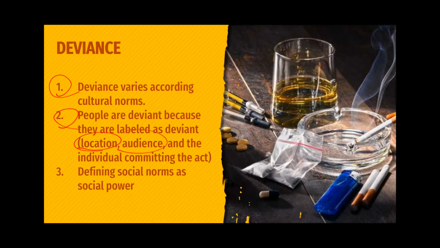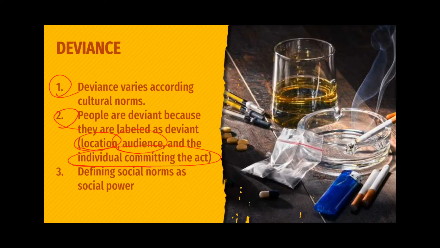The next is the audience. If you remember dramaturgical analysis, so basically the people who are watching you or are within that situation are the ones who are going to say whether what you're doing is deviant or not. Probably dancing crazily in a bar won't get you as much bad looks as you would probably in a church or at home.